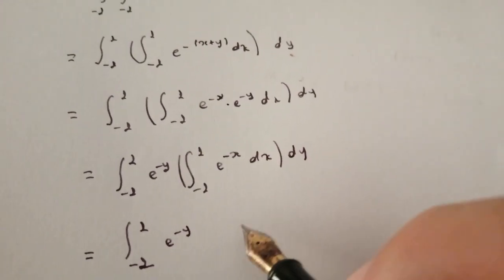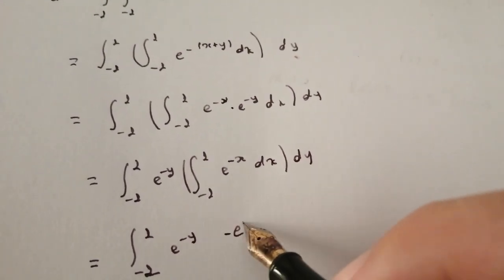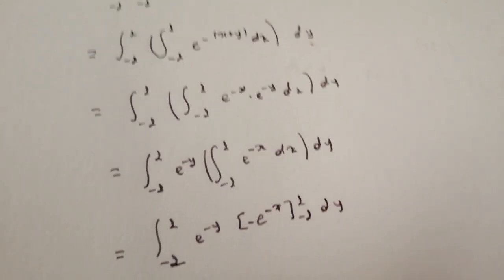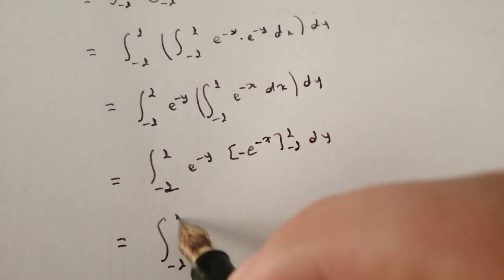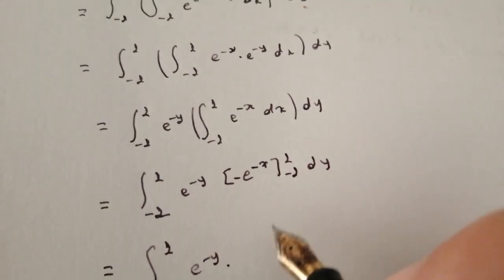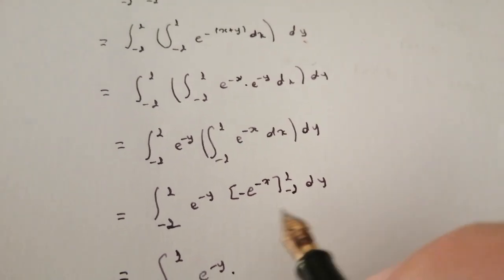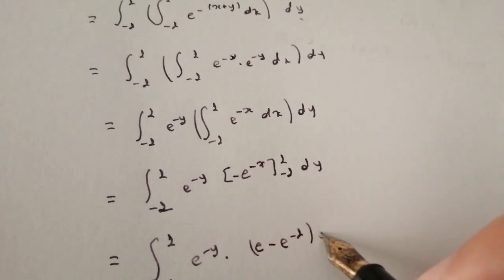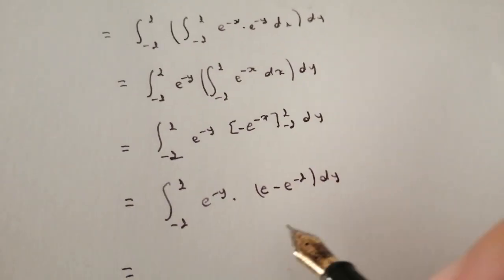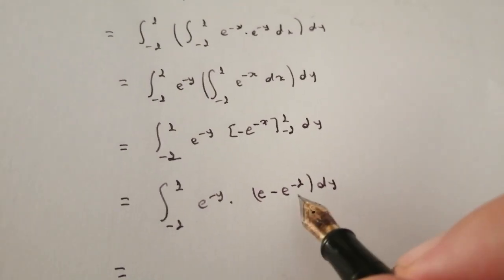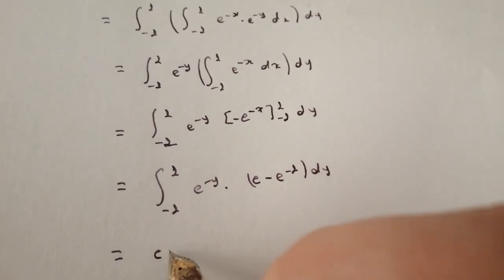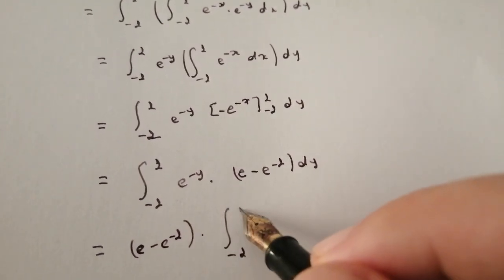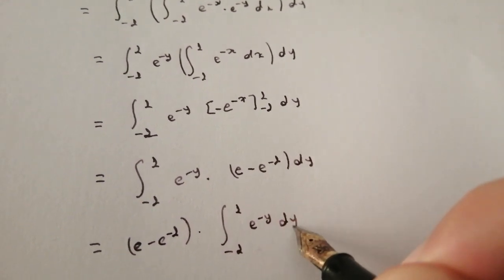We can compute this integral. So this is minus e to the minus x from minus 1 to 1, dy. We can compute this quantity over here. So this is e minus e to the minus 1, dy. This is just a constant. We can take the constant outside the integral, so it's e minus e to the minus 1, and we have the integral from minus 1 to 1 of e to the minus y dy.